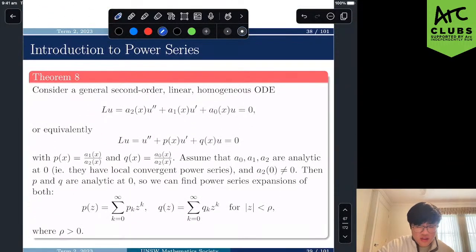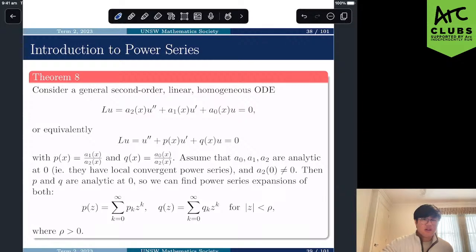All right, now we're moving on to power series. So I guess what this theorem here says is if we have a linear second order homogeneous ODE, typically you look at it in this form, then if both P and Q are analytic at 0, we can find the power series expansion using something like this. So it's essentially saying that if you're analytic, you can find a power series expansion.